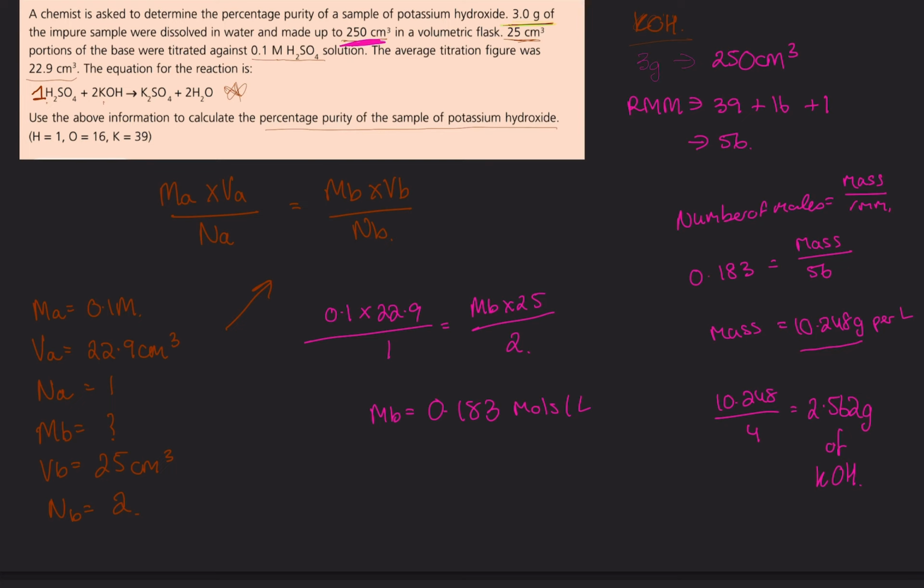So then the last question, percentage purity. 2.562 over the 3 grams as a fraction, multiply it by 100 to get a percentage, and you should get 85.4%.